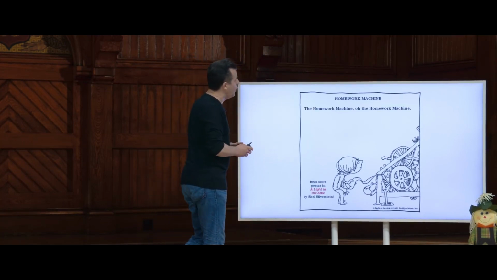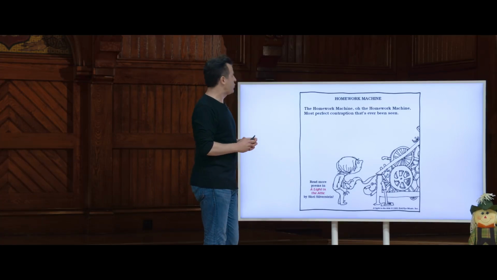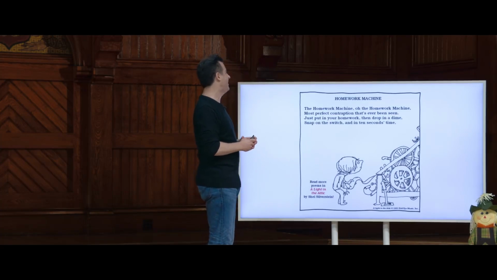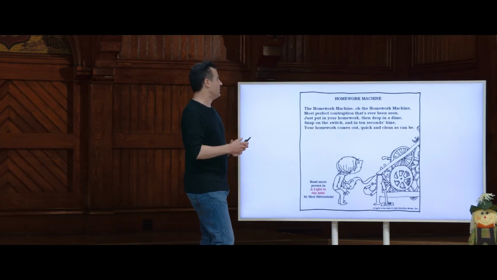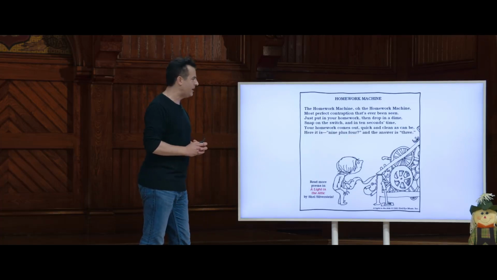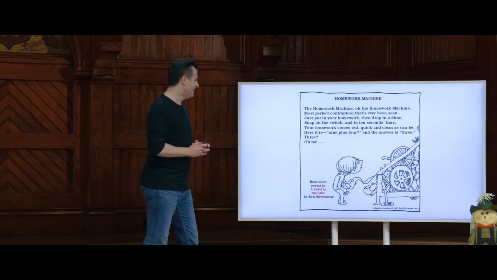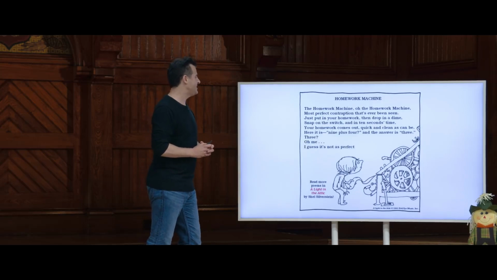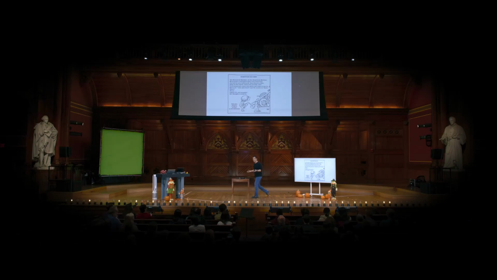The homework machine, oh, the homework machine, most perfect contraption that's ever been seen. Just put in your homework, then drop in a dime, snap on the switch, and in ten seconds' time, your homework comes out quick and clean as can be. Here it is, 9 plus 4, and the answer is 3. 3? Oh me, I guess it's not as perfect as I thought it would be.